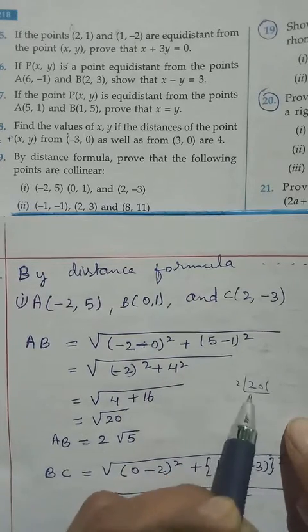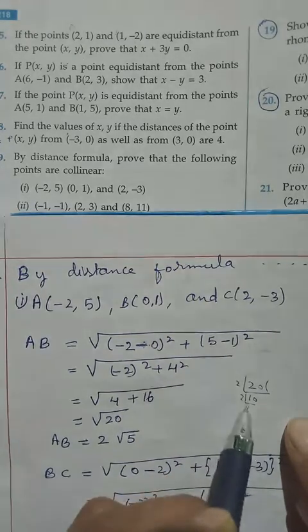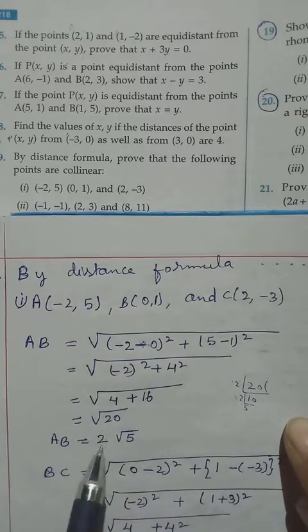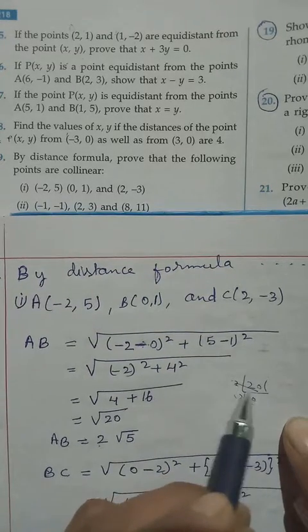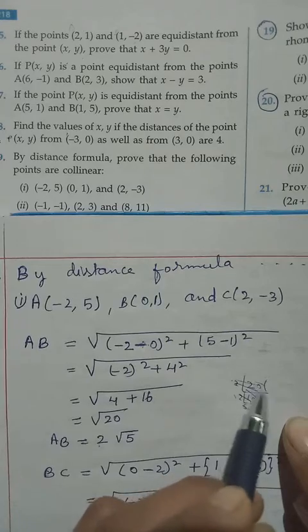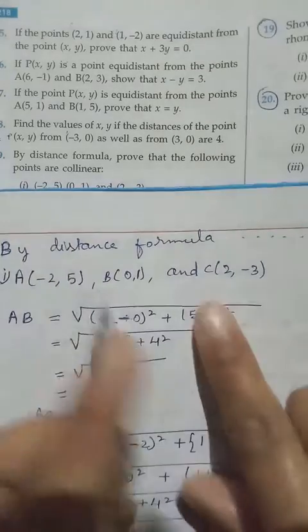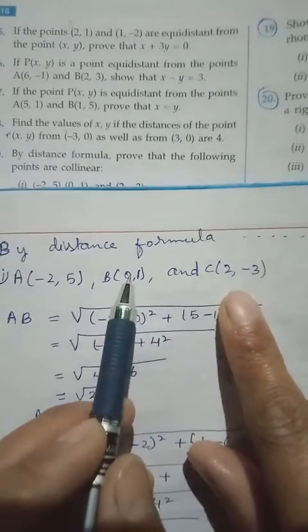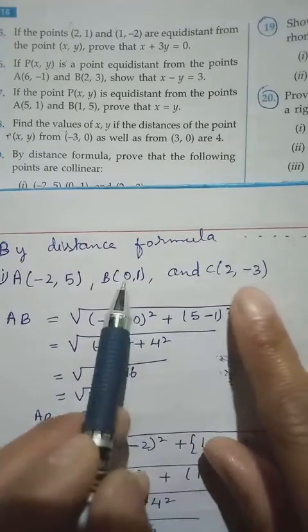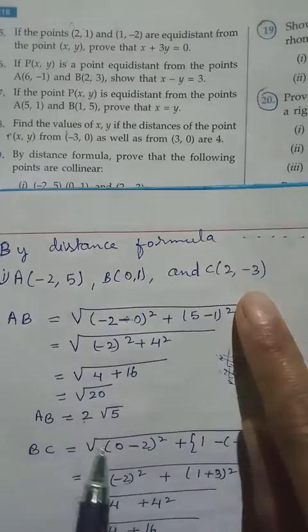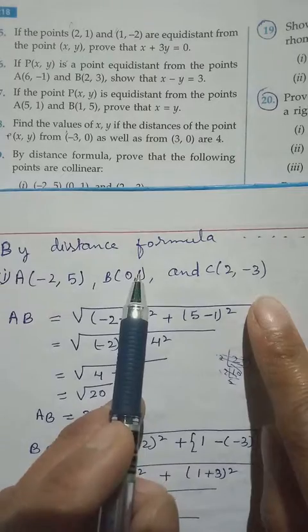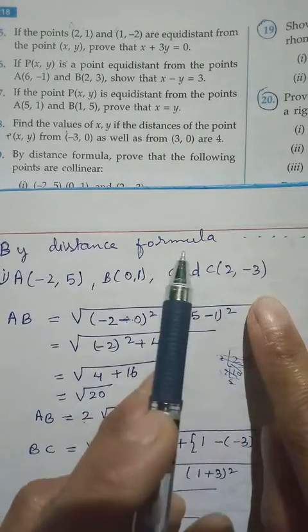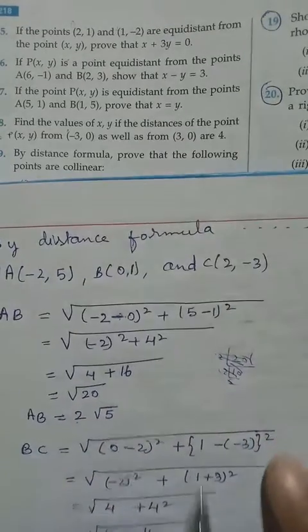You have 2 into 10, 2 into 5. There are two 2s, so one 2 you can take out. Then 5 you can put under the square root. Then next you do BC, XY, XY. So 0 minus 2 whole square. Then 1 minus, here we have double. 1 minus from the question, 1 minus from here.